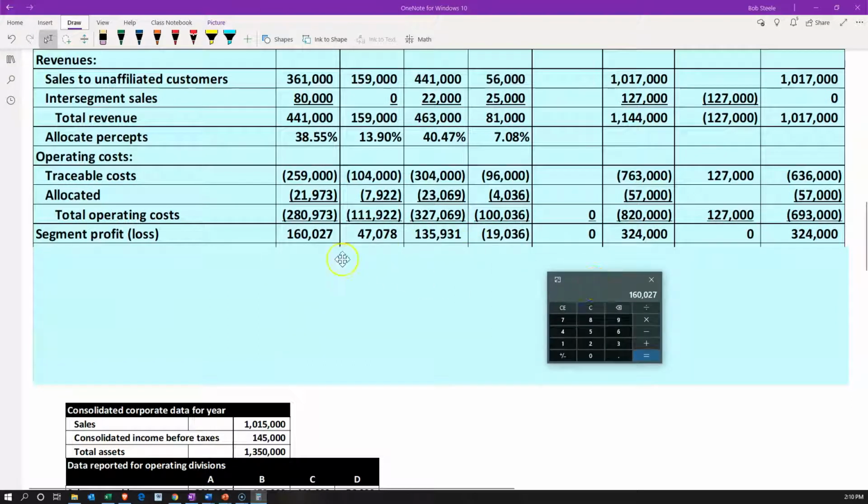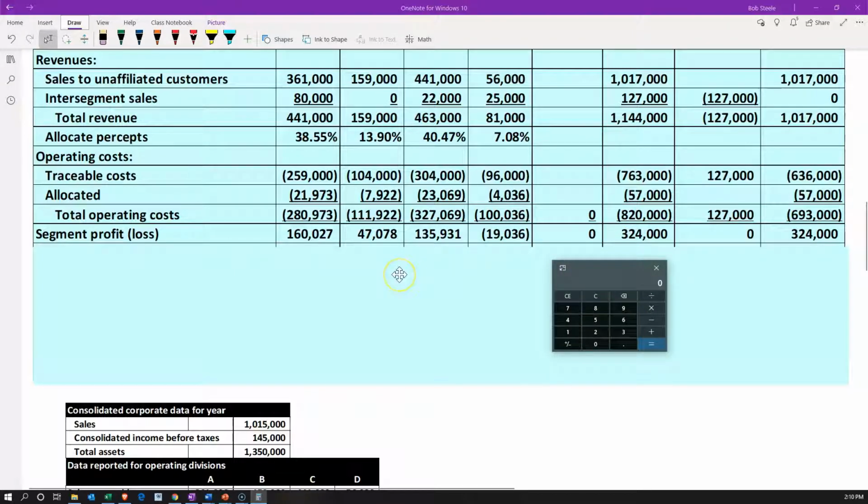And then if we add these totals up this way, let's just do that real quick. We'll add these up two ways again. 160,027 plus 47,07S plus 135,931 minus 19,036 gives us the 324,000. We can add them up vertically as well, as 763,000 plus 57. I'm sorry, not that. That's not what we do.